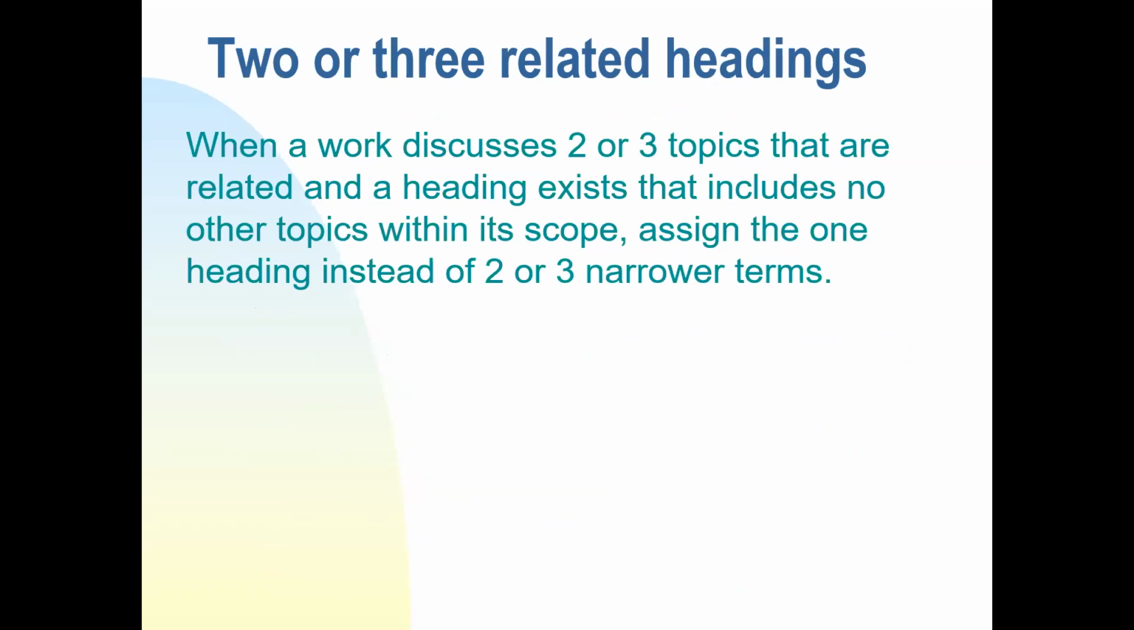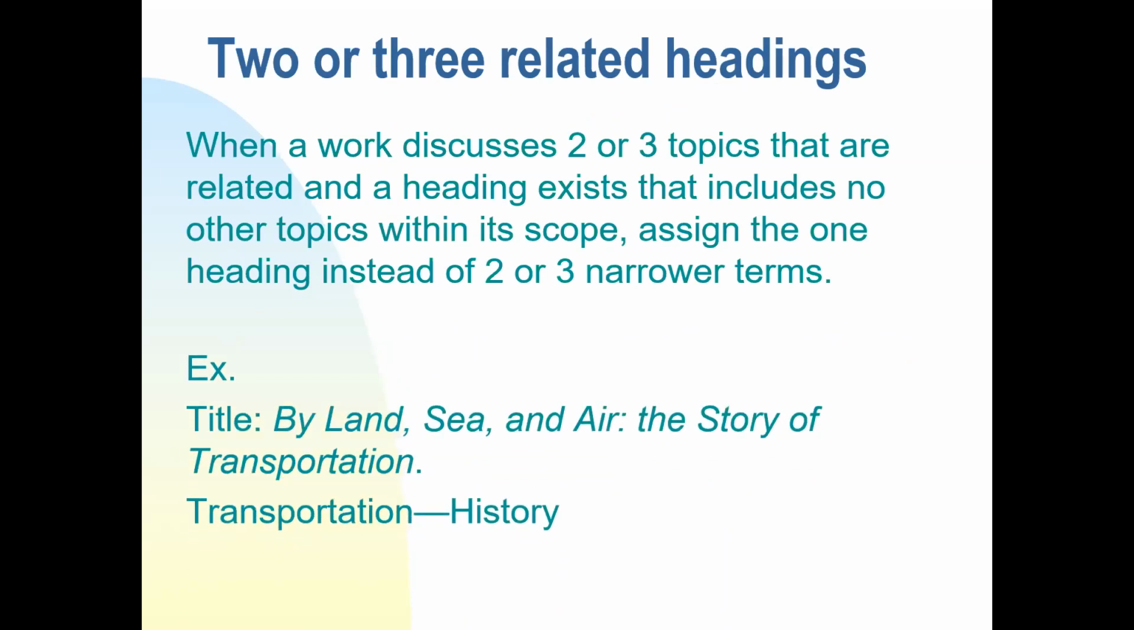A couple of rules that you need to know about. The 2 or 3 related headings. When a work discusses 2 or 3 topics that are related and a heading exists that includes no other topics within its scope, assign the one heading instead of 2 or 3 narrower terms. So the example is By Land, Sea, and Air: The Story of Transportation. Well, we can just use transportation history. We don't need to do anything like for air travel and land travel and so on.